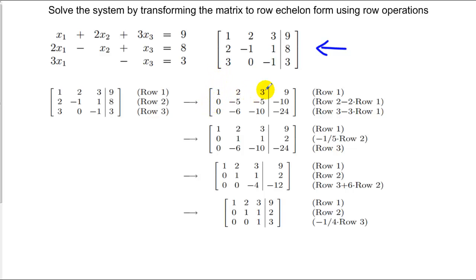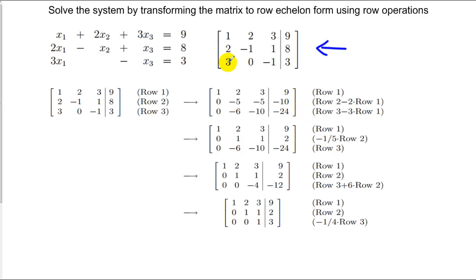And if I take row 2 and subtract 2 times row 1 from that, I'll achieve that step. So if I multiply this by a -2 and add it to 2, I get a 0. Multiply by a -2 and add it to -1, I get a -5. Multiply by -2 and add it to 1, I get a -5. Once again, multiply by -2 and add it to 8, and I get -10.